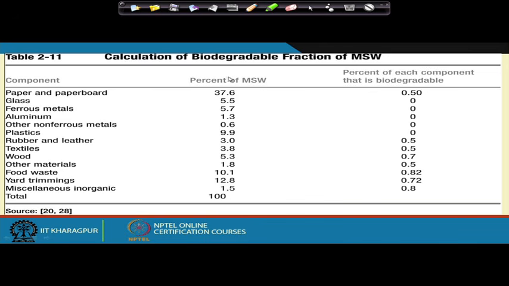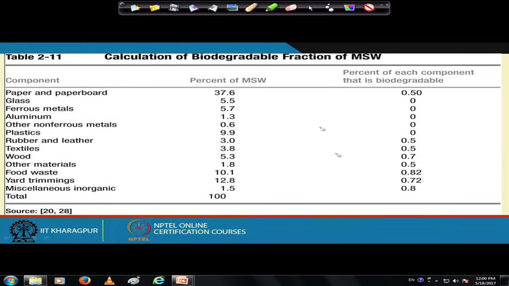Here are some examples of the different biodegradable fractions, which are paper and cardboard, and you will see the food waste. Here is the percentage of MSW; for food waste, it is around 10.1%. Paper and paperboard is the percentage of MSW in a typical MSW. This is how much they are. And again, most of these books are written in Western countries, so this is a typical waste composition from a Western country.